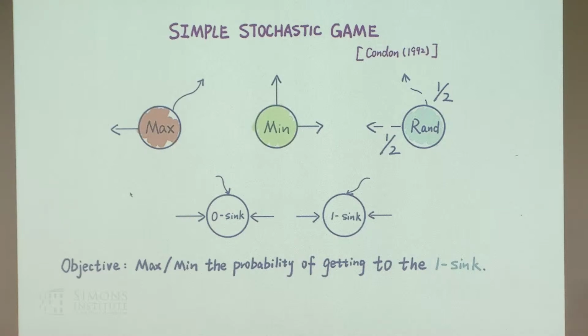And we have a pebble on a node. If the pebble is on a max node, the max player controls the next move. If it is on a mean node, then the mean player controls the next move. If it's on a random node, then it will go to either successor with half probability. So the objective for the max and mean players is to maximize or minimize, respectively, the probability of getting to the one sink.